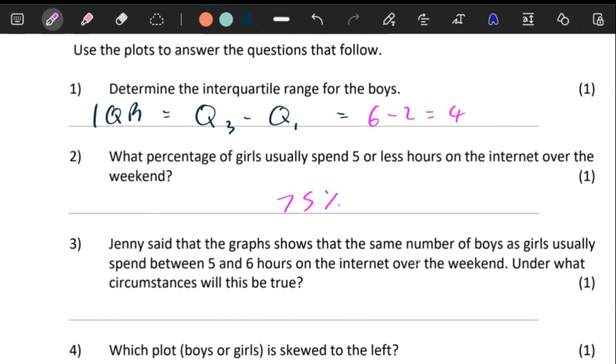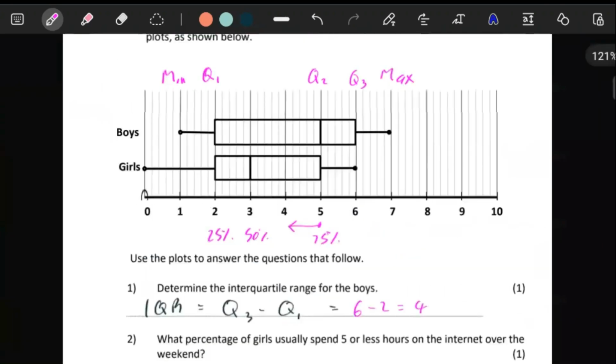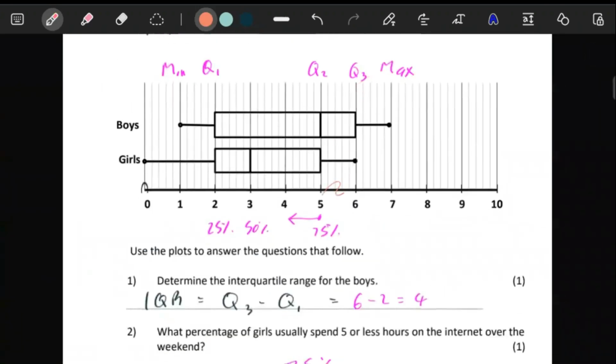And then here it says, Jenny said that the graphs show that the same number of boys as girls usually spend between 5 and 6 hours on the internet over the weekend. Under what circumstances would this be true? So what we're seeing is between 5 hours and 6 hours, right? From 5 hours to 6 hours, it's 25% of the data for the girls because it's from Q3 to the maximum. That's 25% of the data. For the boys, it's from Q2 to Q3. That's also 25% of the data.